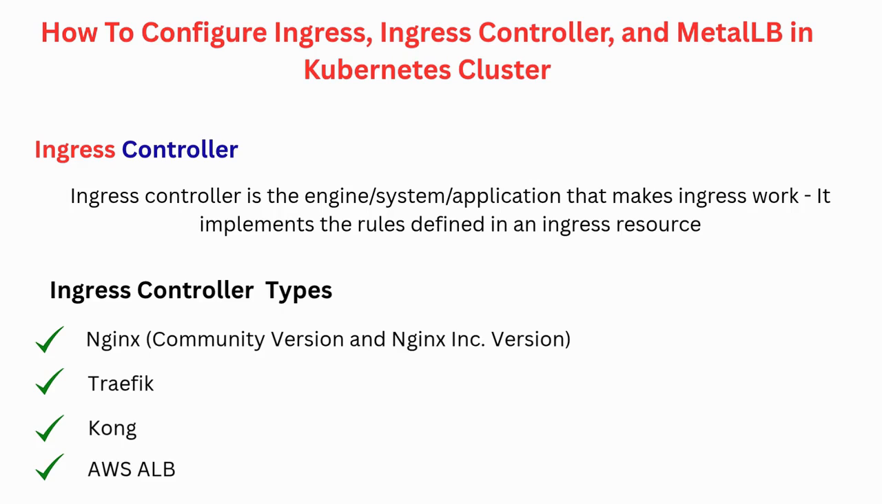And for our focus, we're going to be using the Nginx Ingress controller. For the Nginx Ingress controller, there are two types. We have the community version and we also have the Nginx Incorporation version. The community version is the one that is maintained by Kubernetes, and the Nginx one is the one that is maintained by the Nginx company itself. So basically, that's the relationship between the Ingress and the Ingress controller.